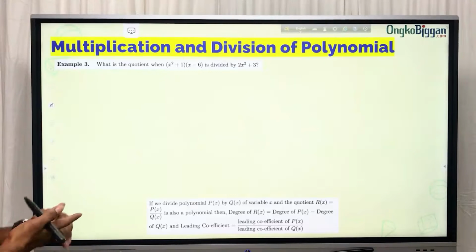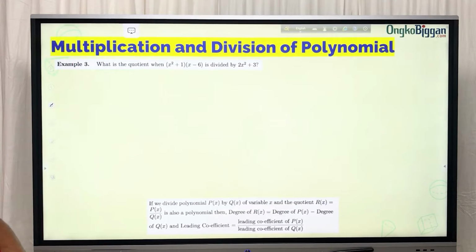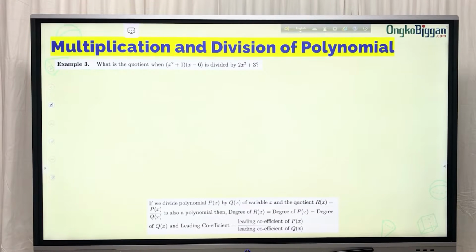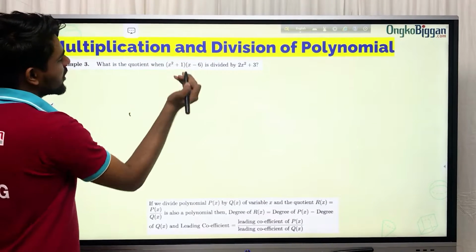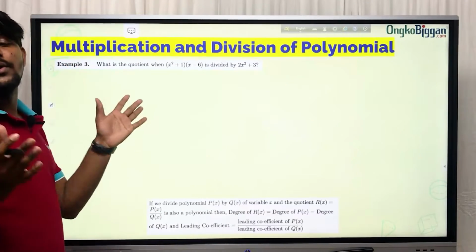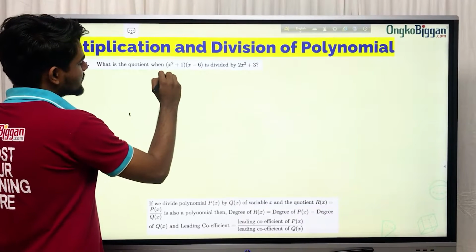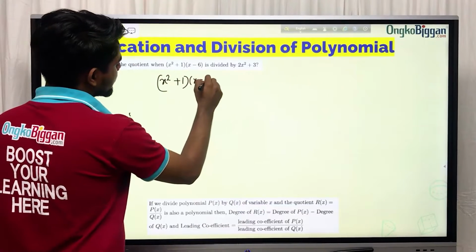So now we are going to see what is the quotient when (x square plus 1) into (x minus 6) is divided by 2x cube plus 3. So let us do the division right now. First we have x square plus 1 into x minus 6. The first thing we need to do is multiply them.